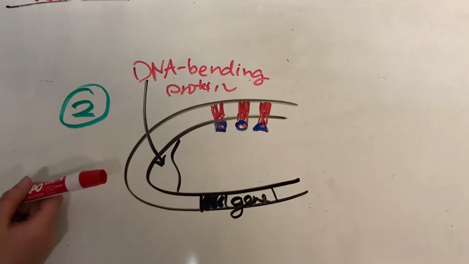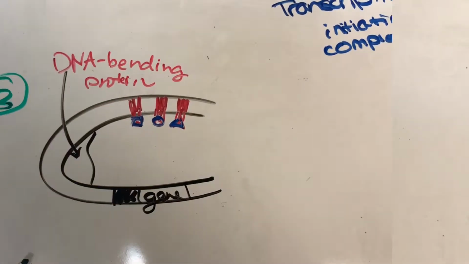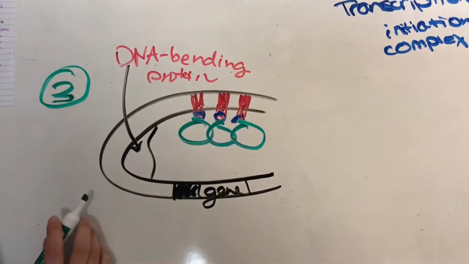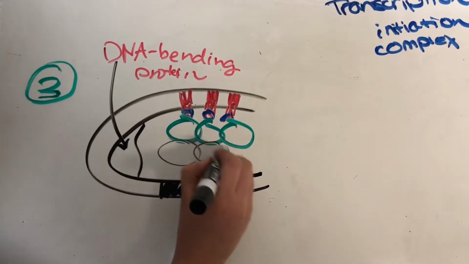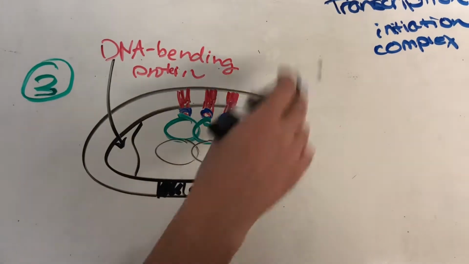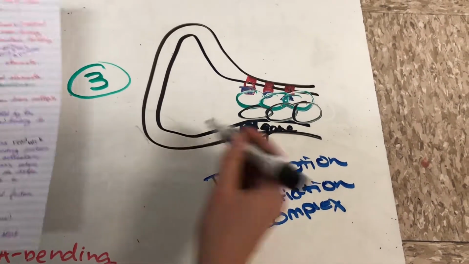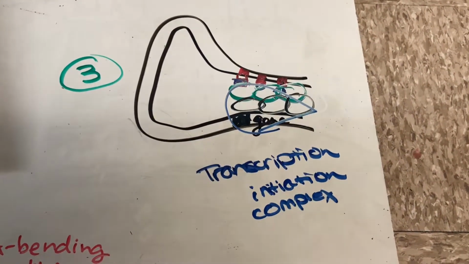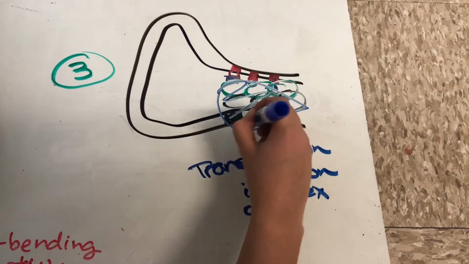Then DNA bends by specific DNA binding proteins. Third, mediator proteins connect to the activators. And finally, usual transcription occurs when general transcription factors come to help. RNA polymerase II attaches to create a transcription initiation complex.